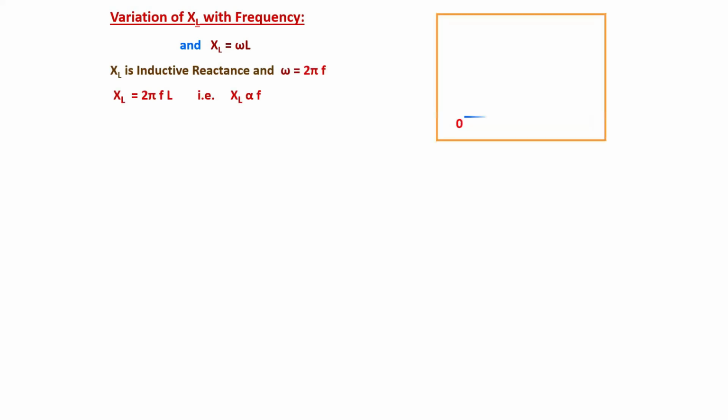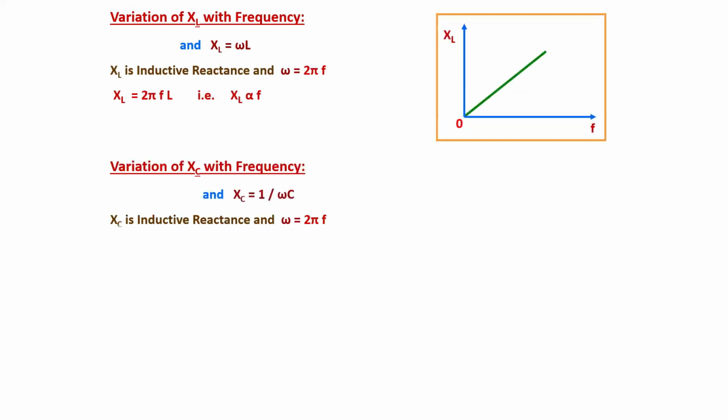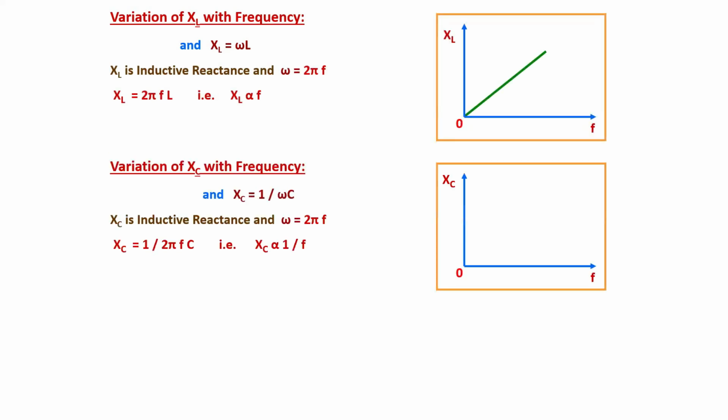Okay. Now we are going to see what will happen to the value of reactance with frequency. So variation of XL with frequency. XL here is representing the reactance from the inductor, right? So the formula for that is omega L. And here in terms of frequency, it can be written as 2 pi f times L. So here we can say the value of inductive reactance is directly proportional to the frequency f.